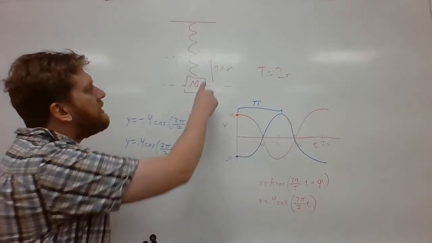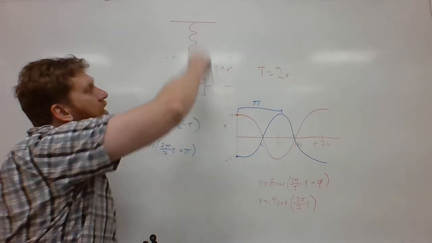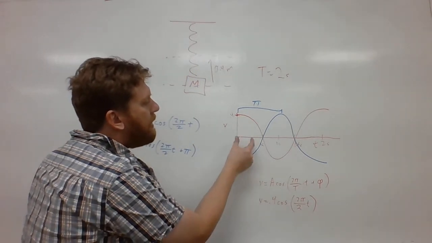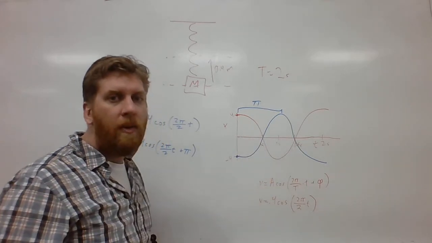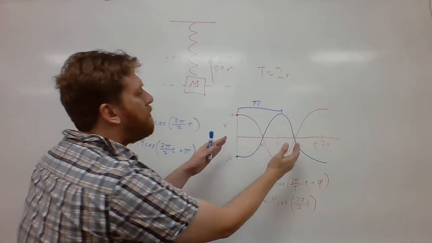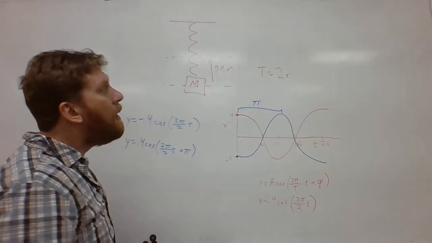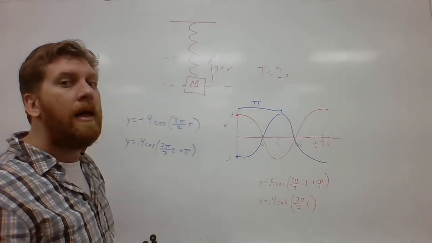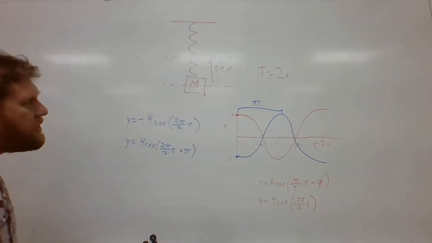If I make the mass lighter, I expect it's going to move up and down more quickly. So if I make the mass lighter, I expect my period will be shorter, while if I make the mass heavier, I expect my period will be longer. But if I do the same displacement, I'm going to have the same amplitude. How much does the period change? Let's start with the first situation.